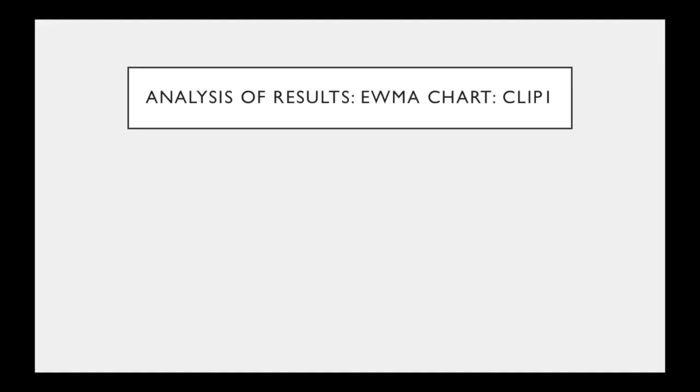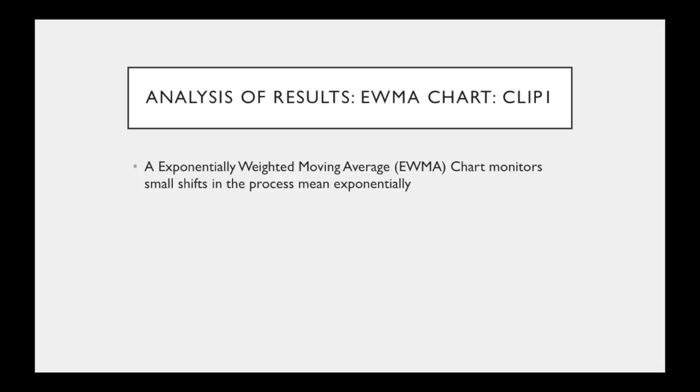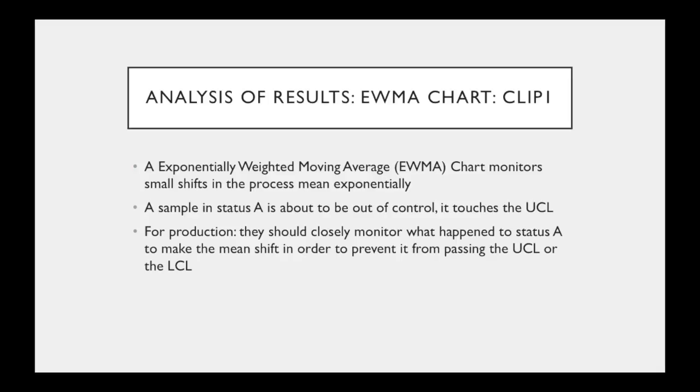An exponentially weighted moving average chart monitors small shifts in the process mean exponentially. A sample in status A is about to be out of control. It touches the upper control limit. This means that for production, they should closely monitor what happened to status A to make the mean shift in order to prevent it from passing the upper control limit or the lower control limit.